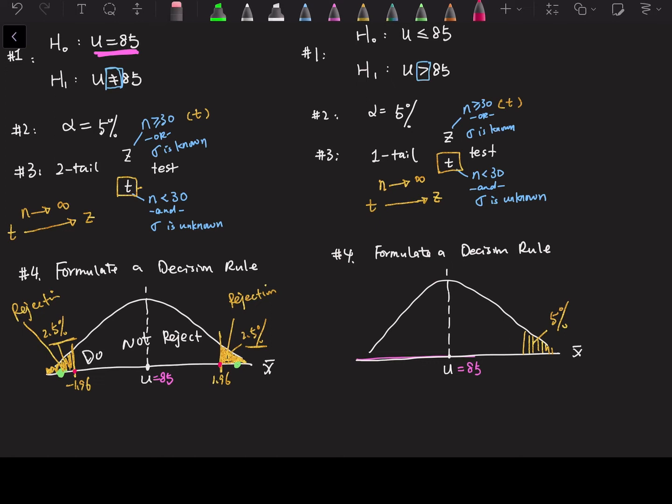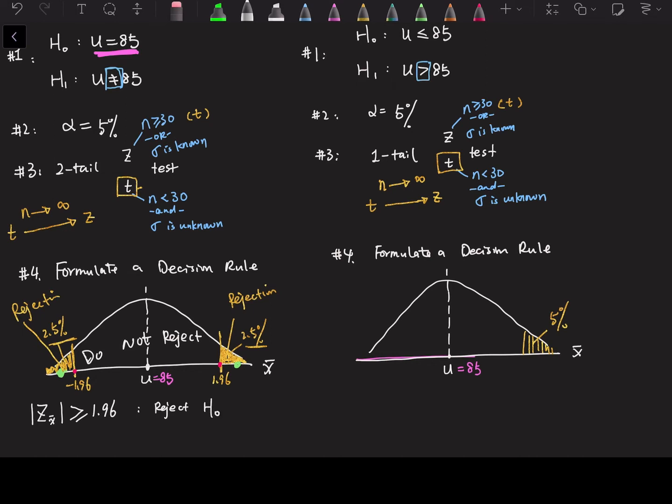So now you formulate a decision rule: if the absolute value of the z-score for the computed sample mean is as extreme as or more extreme than this 1.96, then you reject the null hypothesis. Otherwise, you accept the null.